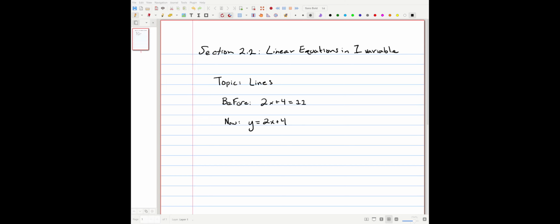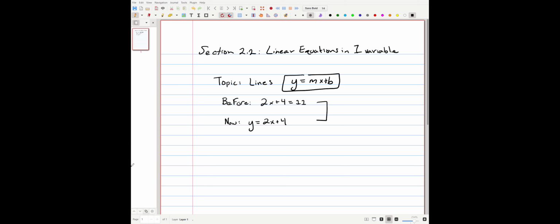Alright guys, so we're still in section 2.2 and the topic is going to be lines. So you may recall this as y equals mx plus b, but we'll get to that in a second. So before, when we had an equation, it would look something like this: 2x plus 4 is equal to 11. And now we're talking about equations that look like this: y is equal to 2x plus 4.